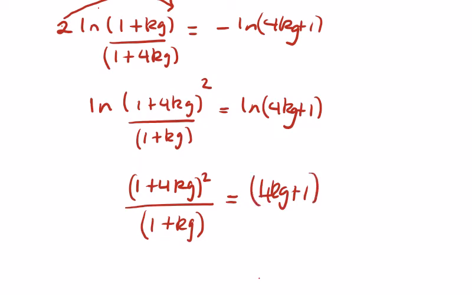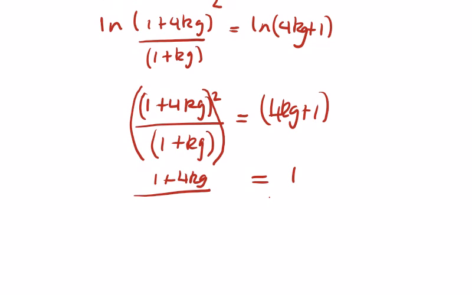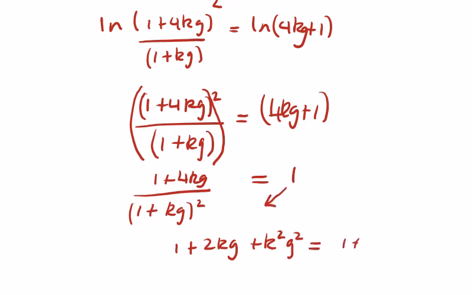So if we divide by 4kg plus 1, we're going to get 1 on the right, and we're going to get 1 plus 4kg. Just put my square inside a big bracket, so we're dividing by 1 plus 4kg. On the left hand side, we're going to get 1 plus 4kg, and on the bottom, we're going to have 1 plus 4kg to be squared, or just 1 plus kg to be squared. So 1 plus kg to be squared is 1 plus 2kg plus k squared g squared. If we cross multiply that with the 1, that will be equal to 1 plus 4kg. The 1's will cancel. Bringing 2kg to the right, we'll get 2kg is equal to k squared g squared.